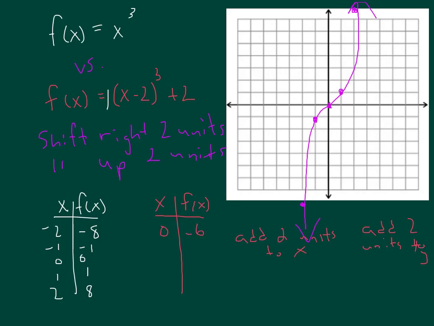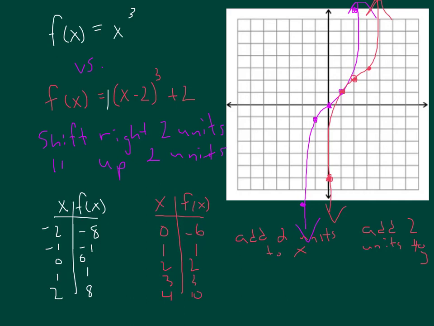You add the 2 units to 1, right here. When you add the 2 units to negative 1, you're going to end up at 1. And when you add 2 units to y, you're going to end up at 1 as well. Take 0, 0, it becomes 2, 2. 1, 1 becomes 3, 3. And 2, 8 becomes 4, 10. And plot those on your graph and see what happens.